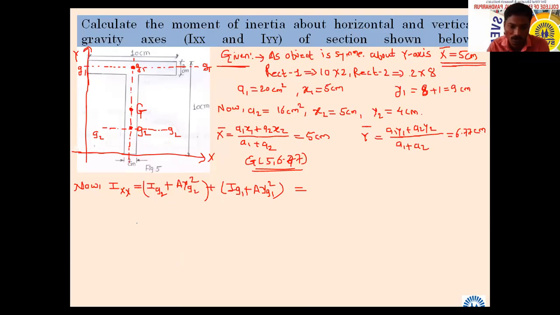Just you have to remember what? The rectangle size. Whose cube will you take? 2, correct. 2 into 8 cube divided by 12, plus what is the area of rectangle 2? We have calculated 16. Yes, sir, 16. Now, the distance between the combined centroid and the individual centroid, how much will the distance be? Which subtraction should we do? I want this much distance. I want to find this much distance.